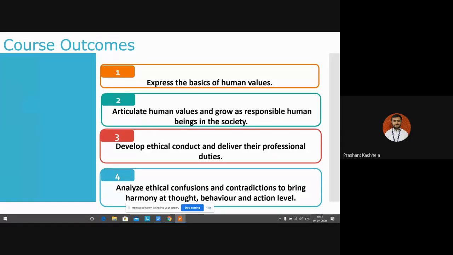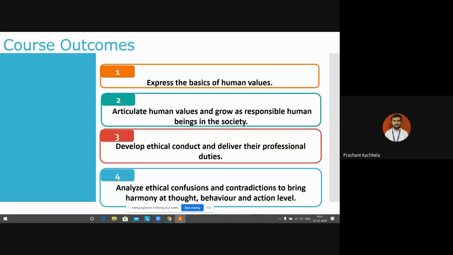The third one says: develop ethical conduct and deliver professional duties. There will be so many expected things in the corporate world. We are going to consider all those aspects, and it will teach us what the professional duties are which are appropriate in the organization, and how we can behave in a particular way. So that's the third outcome.